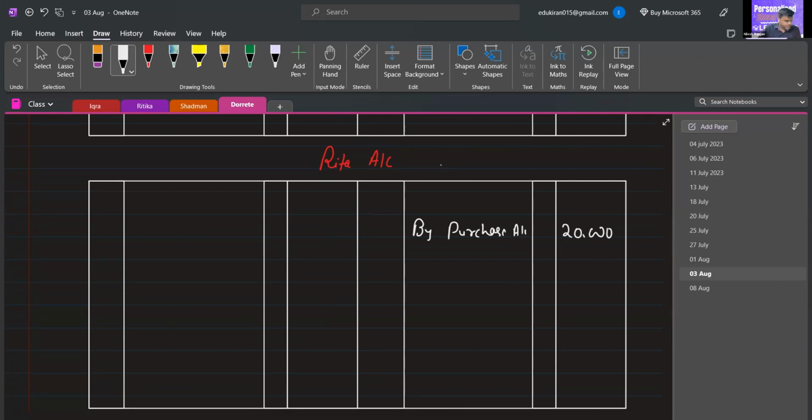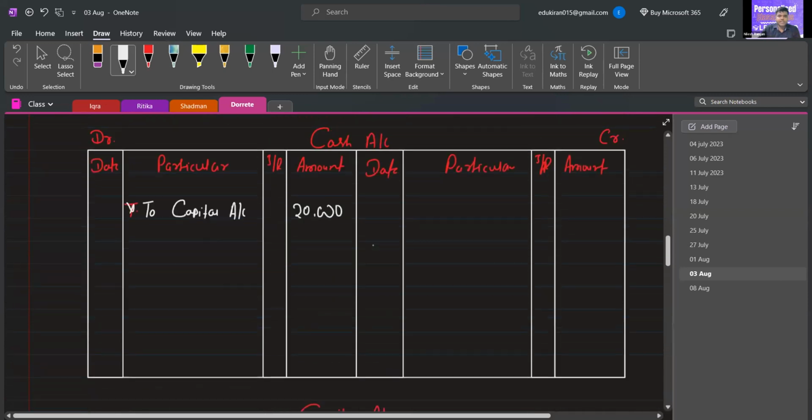Now the third entry is cash paid to Rita. So Rita account debit to cash account. So there is one account Rita, but it is on the debit side now. So we have to write on the debit side, to cash account. It is 10,000. And cash is on the credit side. So it will be credited in cash by Rita.